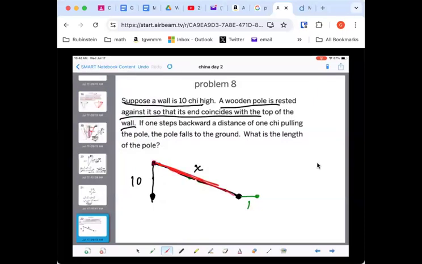Even though this top was 10 feet above the ground, when I pull it 1 unit to the right, the pole ends up fully on the ground, which is weird. You might say, well, why doesn't it just go down by 1 unit?